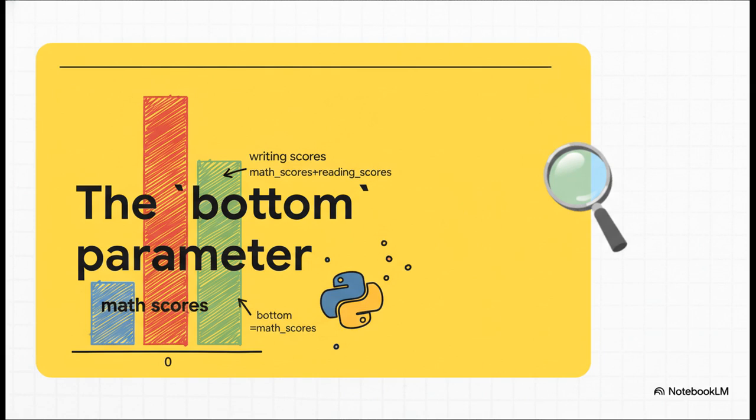For our second layer, the reading scores, we just tell Matplotlib, bottom equals math scores. It's that direct. The new bars now start from the very top of the math bars. Then, for the last layer, the writing scores, we just stack it on top of both of the previous ones by setting the bottom to the sum of the math and the reading scores. That one little command is what unlocks this entire technique.